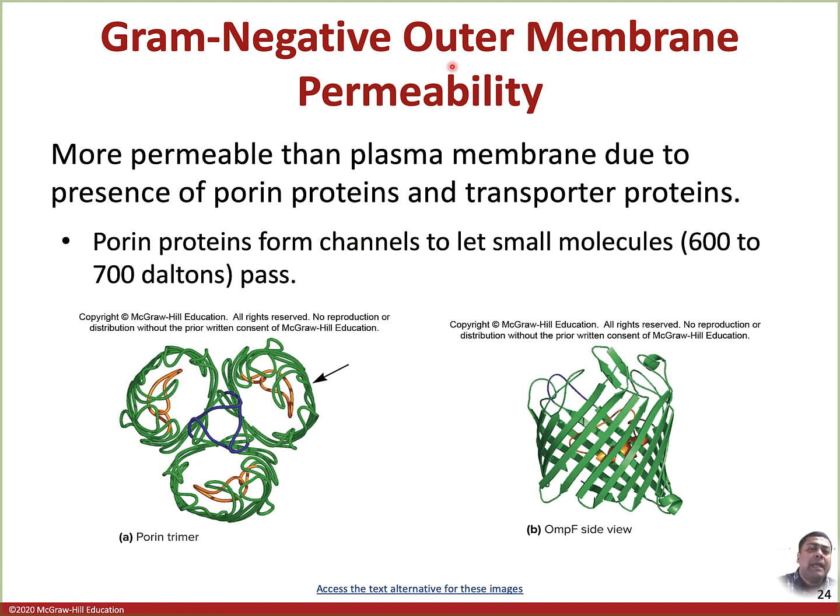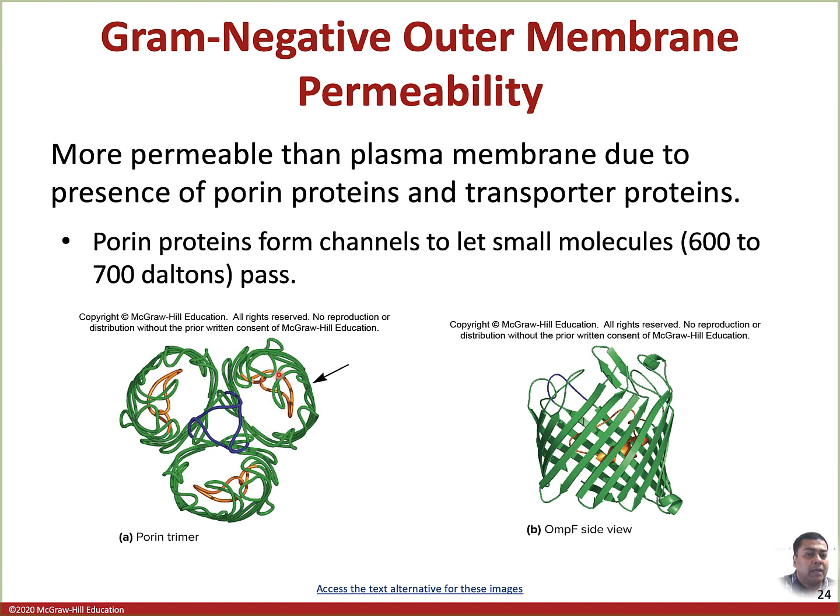The gram-negative outer membrane is more permeable than the plasma membrane due to the presence of porin proteins and transporter proteins. The porin proteins form a channel. This is a channel, this is a channel, this is a channel, and this is a side view. You can see a beta barrel-shaped structure made up of beta strands. These channels are water-filled, and molecules up to 600-700 daltons molecular weight can pass through them. They are always in a trimer shape, and this blue protein helps to keep all three together.